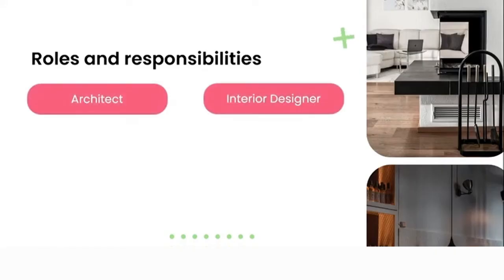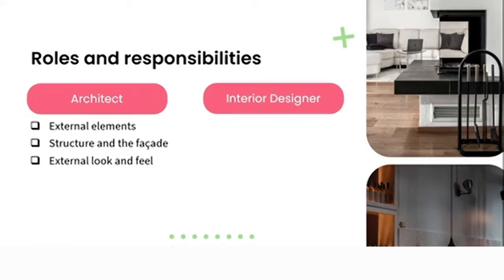As we know, architects and interior designers have different responsibilities when it comes to the project that they may be working on. Architects are responsible for the following: the external elements of your building, the structure and facade of your building. They determine how it will look and feel and often set the tone for the whole project. They also indicate the vital building systems and where they will be located on your project.